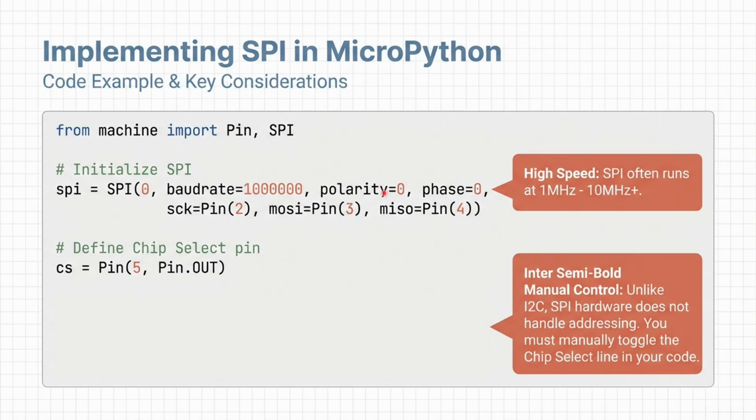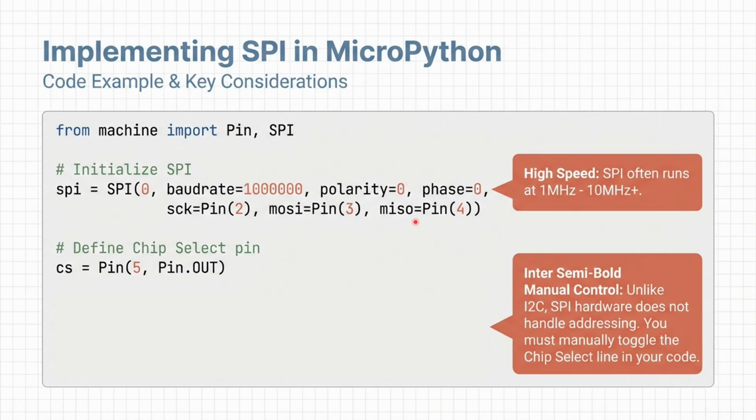The gear or the mode: polarity and phase. Here is where you tell the Pico which SPI mode to use. Remember, this must match the sensor datasheet perfectly, or what will happen? You'll be grabbing suitcases that aren't there. Then the pin mapping. So we define our clock, our MOSI or COPI, and our MISO or CIPO.